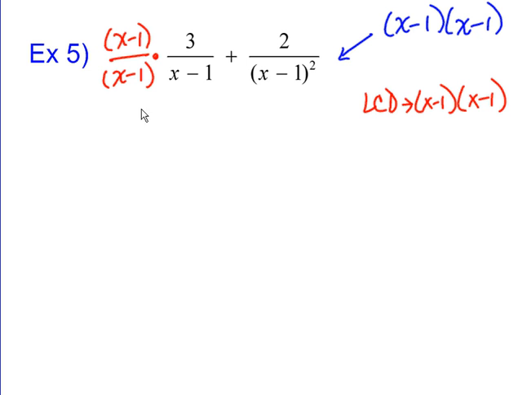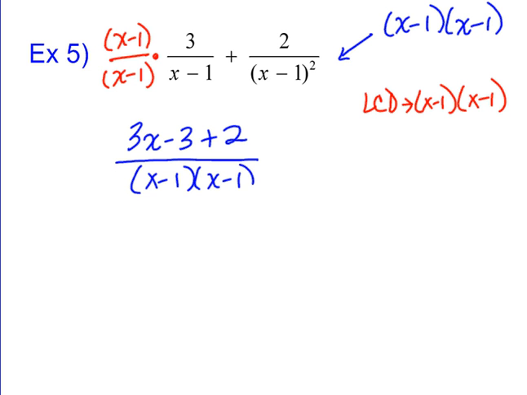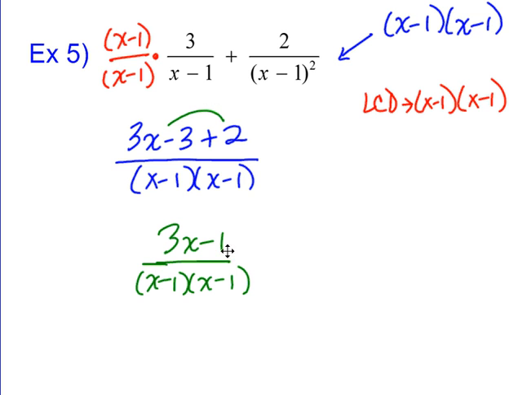We're going to distribute this 3 out, so we'll have 3x minus 3, and then add the 2, and that will be our numerator, and our denominator will be x minus 1 times x minus 1. We're going to combine like terms. Here we're going to add negative 3 and positive 2 together, which would give us negative 1, divided by x minus 1 times x minus 1. Now we cannot cancel this 3x minus 1 with anything because in order to cancel binomials they need to be exactly alike. These are not exactly alike, so there's no other canceling that's going to take place.